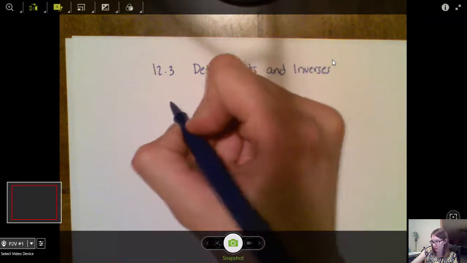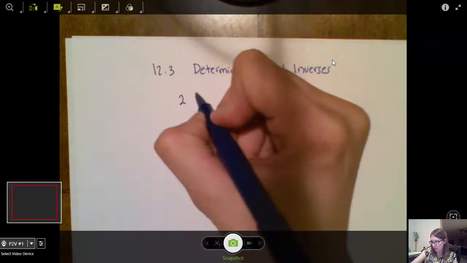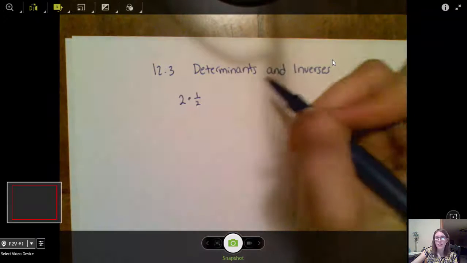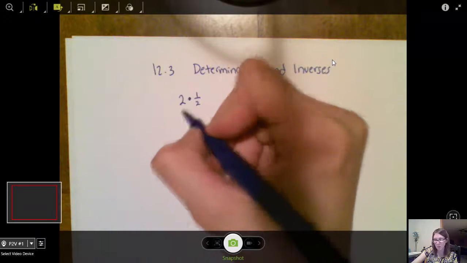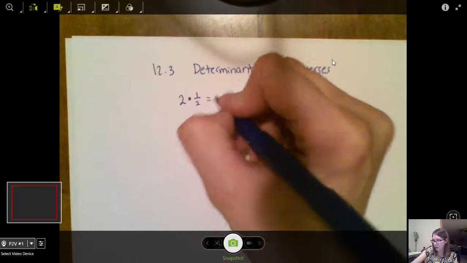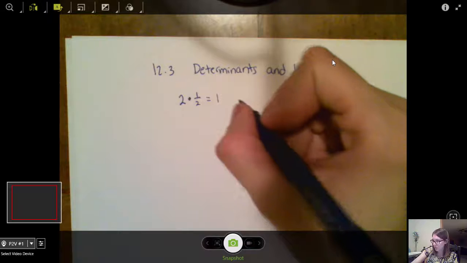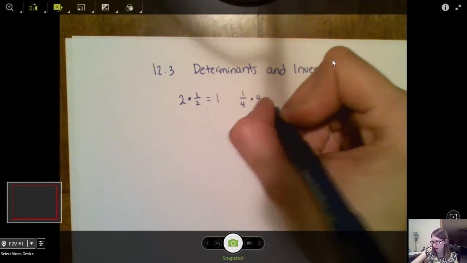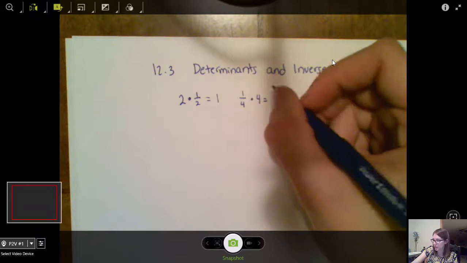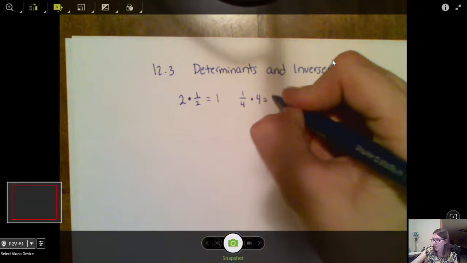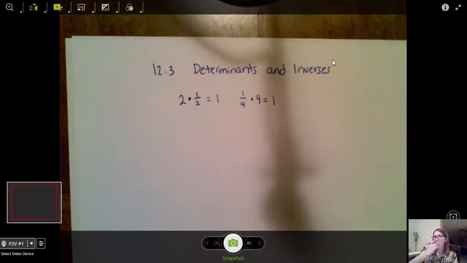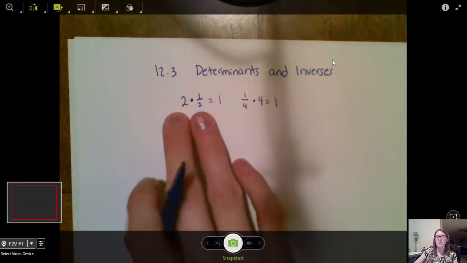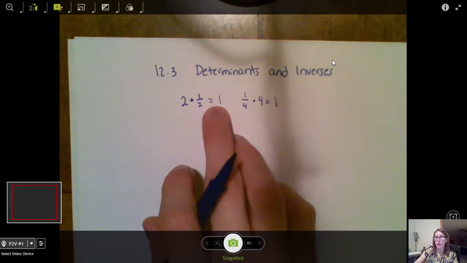For example, 2 and 1/2 are what we call multiplicative inverses of each other, because 2 times 1/2 is 1. 1/4 and 4 are also multiplicative inverses of each other, because 1/4 times 4 is 1. So when we're talking about just real numbers, multiplicative inverses multiply together to give us 1.